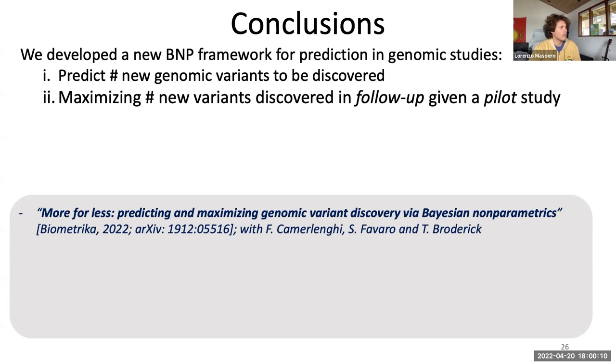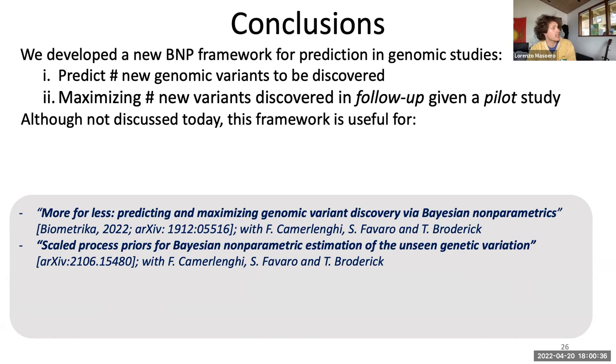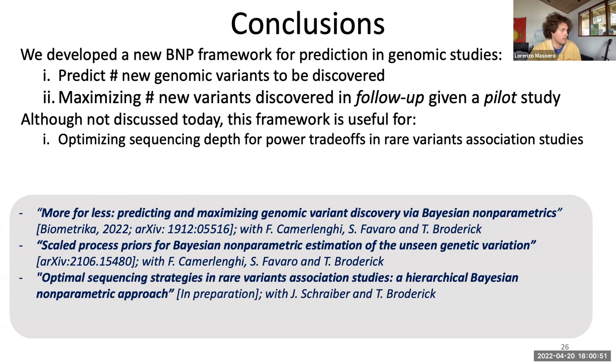Just to wrap up, you can find discussion of this work. There is a first paper that came out in Biometrika that mostly looks at the predictive laws of the IBP and how to enrich this model in order to make the experimental design considerations I was hinting at. And then there's a follow-up paper up on arXiv in case you're interested, which talks about this other work. I've not discussed this today, but I want to mention that this framework is also useful for other applications, such as optimizing sequencing depth when you're interested in power trade-offs in rare variant association studies, leveraging this Bayesian model. There is another work that is now up on arXiv. I've not included the link here, but if you're interested, I can send it to you.